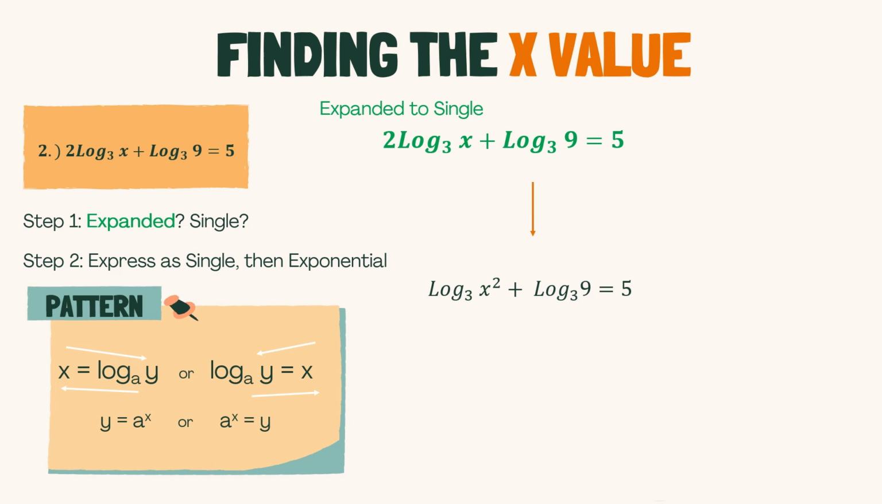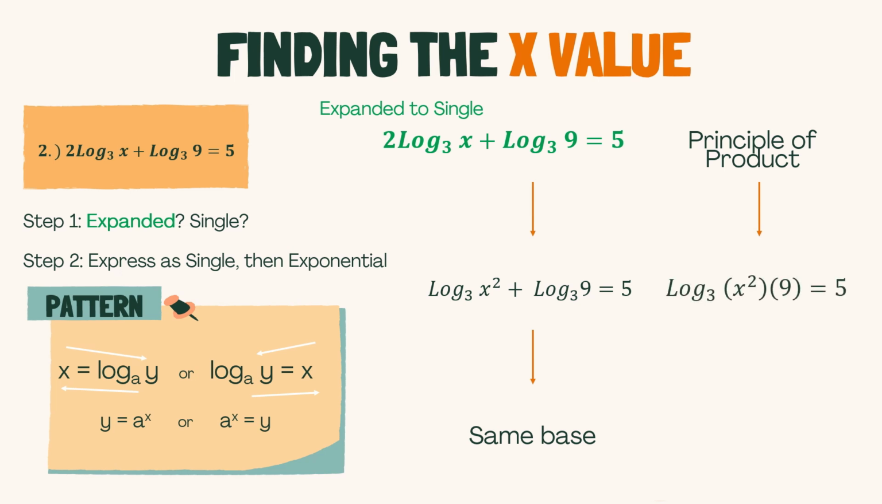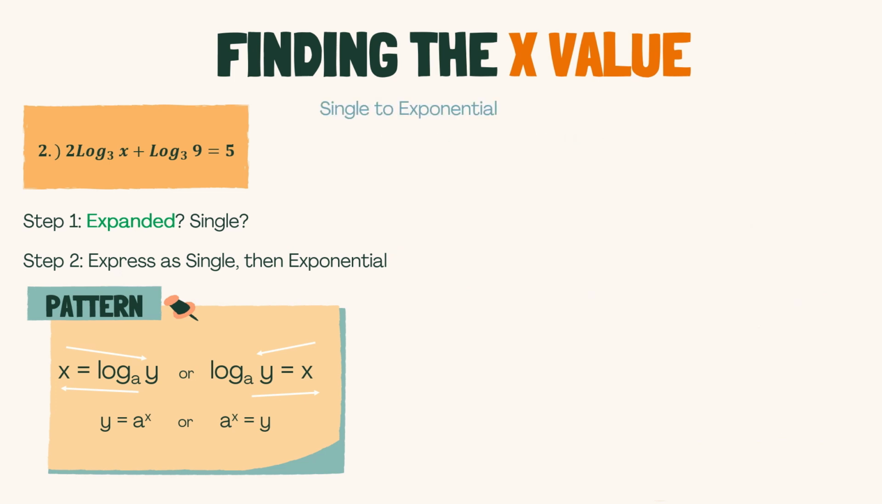Now, since both logarithmic functions have the same base and are positive, that means we can apply the logarithmic principle of a product, making it log base 3 of 9x squared equals 5. Next, we express it as an exponential function. 3 to the power of 5 equals 9x squared. Simplify 3 to the power of 5, which is 243.